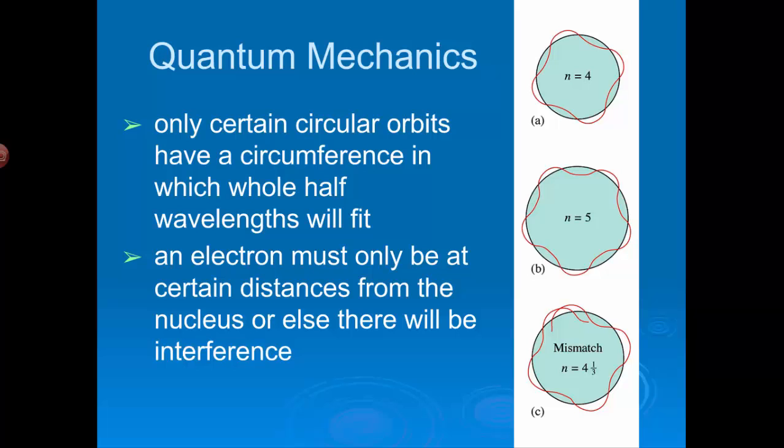What Schrödinger then said was that if there's a mismatch, if there's interference, then electrons can't live at that distance from the nucleus. They can't be there. So they can only be there when n is a whole number, because when n is a whole number, you have a whole number of half waves and no interference. But when n is not a whole number, you get interference and the electrons can't exist there.